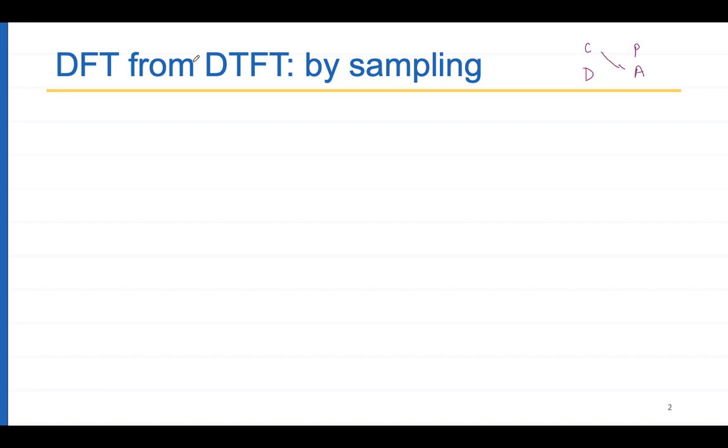How? Just remember this mnemonic which we had seen in the previous videos: continuous, discrete, periodic, aperiodic. If the signal is continuous, the transform is aperiodic. If the signal is discrete, the transform is periodic, and vice versa. Which means if the signal is periodic, the transform is discrete; if the signal is aperiodic, the transform is continuous.